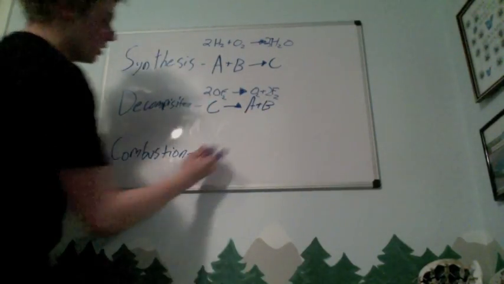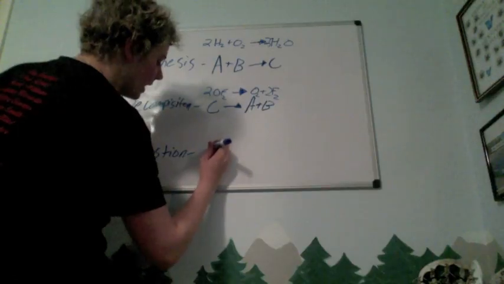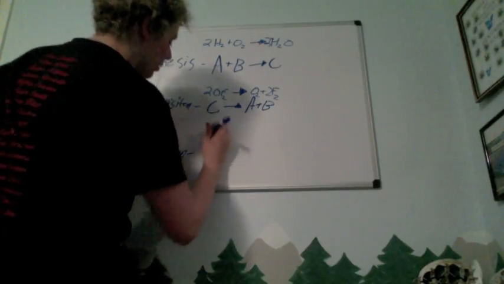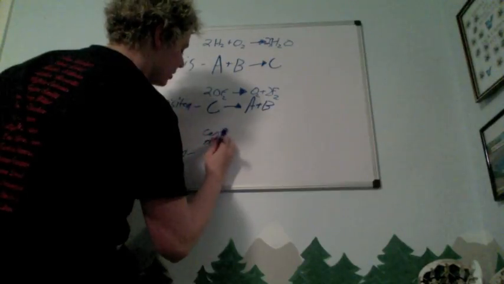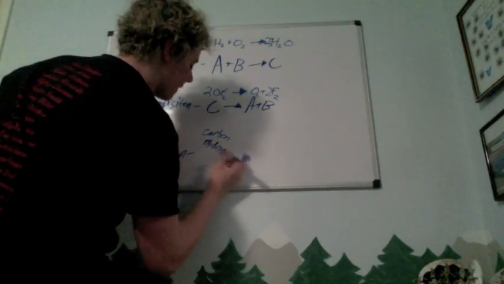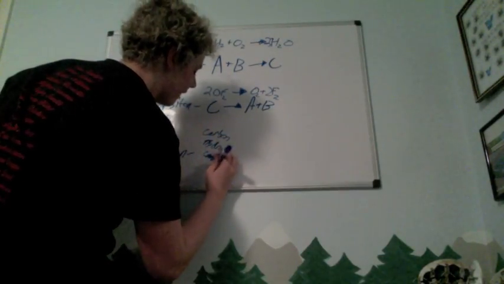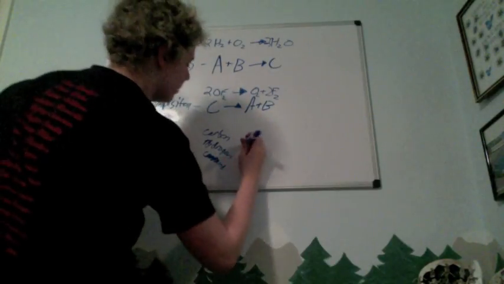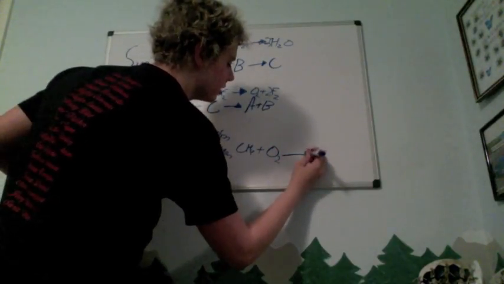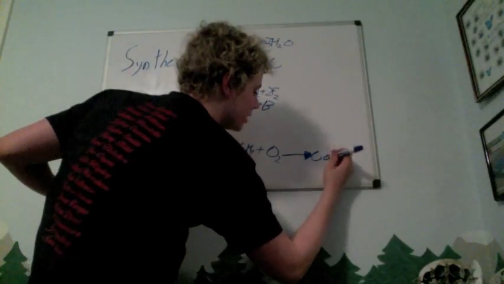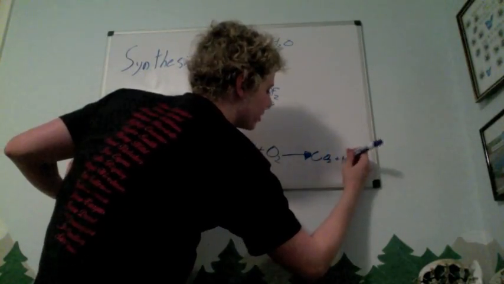Combustion is a slight bit harder because combustion is a carbon-hydrogen compound mix. So it always has to be a carbon-hydrogen compound, such as methane, which is CH4, plus oxygen produces a gas, such as carbon dioxide, CO2, and water.